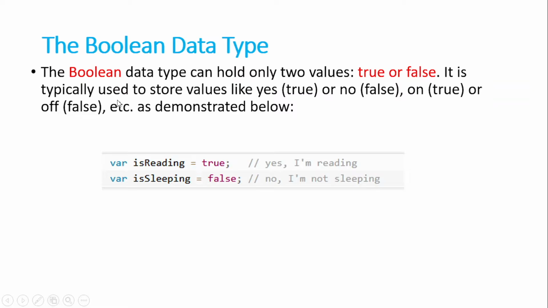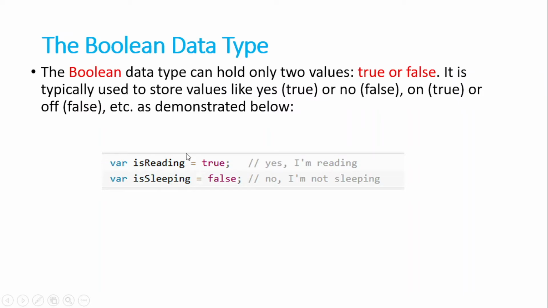Then we have a Boolean data type which stores only two values. One is true and the other one is false. So it is typically used to store values like yes or no or on or off, which has two cases like true or false cases. At that time you will be using this Boolean data type, or basically you will be creating a variable which stores a Boolean data type.